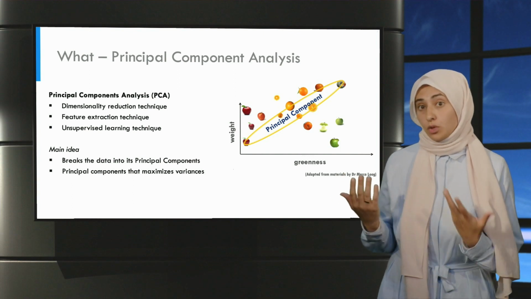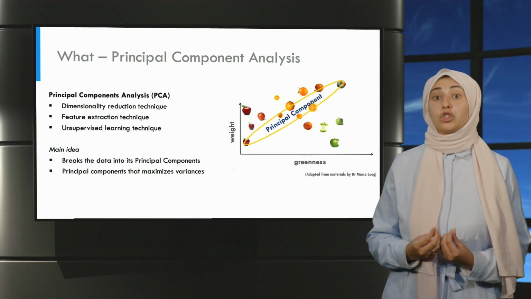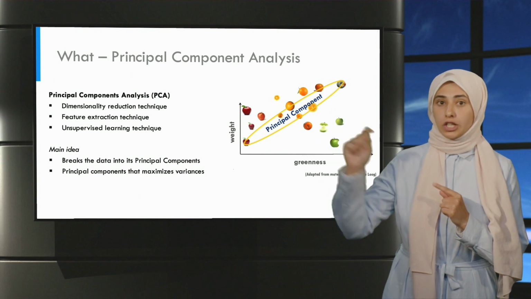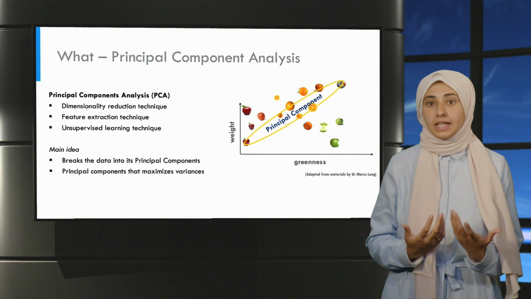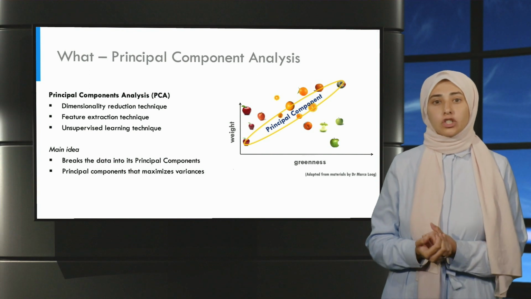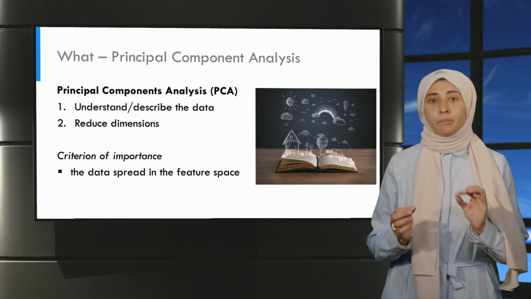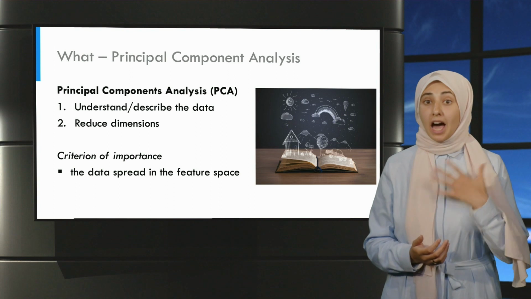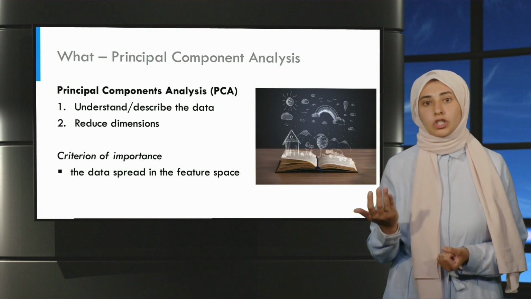So in the apples and oranges example, PCA will choose the first principal component of the data as the direction along this orange ellipse. This is the direction of the maximum spread of the data, which is the direction of the variance. We can break the PCA technique into two main steps: understanding and description step, and dimensionality reduction step.